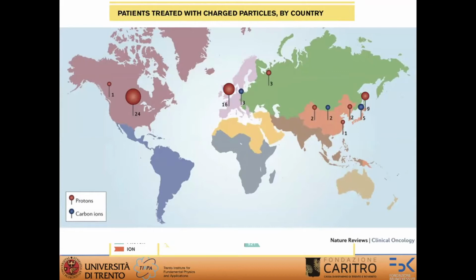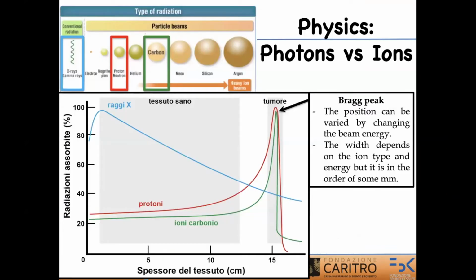And in Italy, for example, we do have 3 facilities: the one in Trento with protons; the one in Pavia, CNAO, which is heavy ion centered, where they can deliver both protons and carbon ions; and the one in Catania at LNS, Laboratorio Nazionale del Sud, where they treat a specific tumor, the eye tumor, with protons.